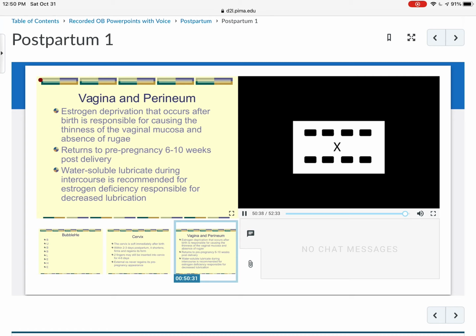The vaginal and perineal area, once that placenta comes out, there's a decrease in estrogen, which causes some thinness of the vaginal mucosa and the absence of rugae. It's going to return to its pre-pregnancy state within 6 to 10 weeks after delivery. But what happens is the first time the patient has sexual intercourse, there may be some dryness and pain. So we encourage water-soluble lubricant during intercourse until it returns to the pre-pregnancy state.